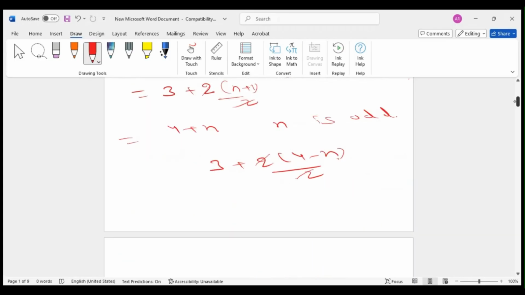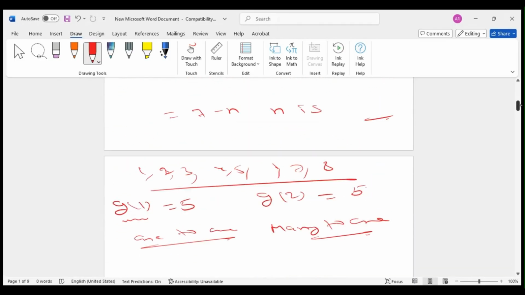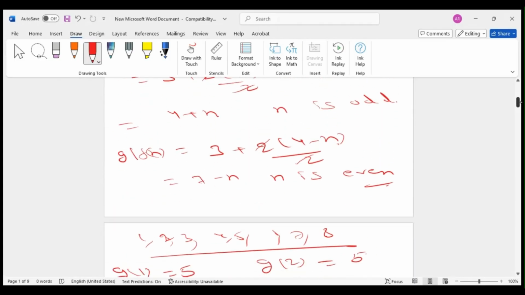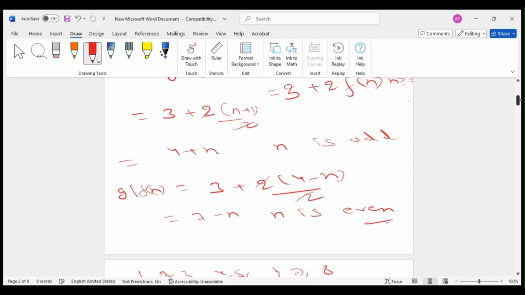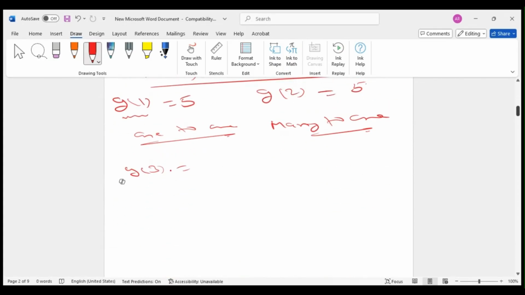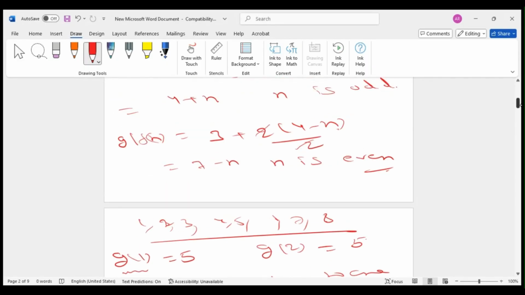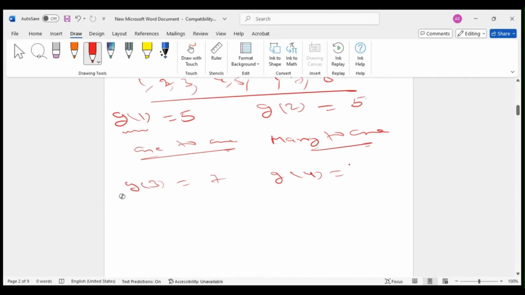Then we manually put all the values. For n equal to 1, 5. For n equal to 2, 5. For n equal to 3, which is an odd number, 4 plus 3, that is 7. For g of 4, we have 7 minus 4, that is 3.